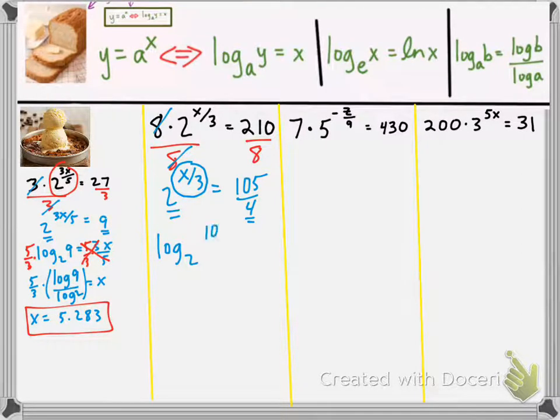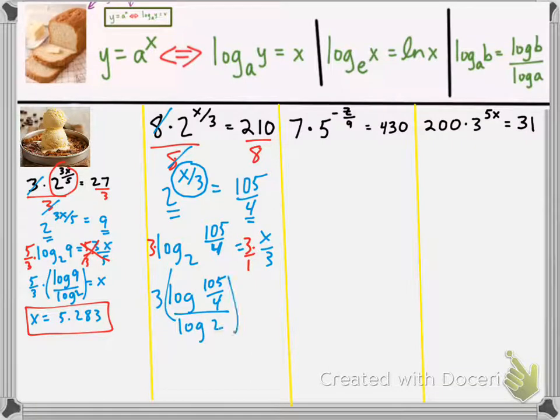Log base 2 of 105 over 4 is equal to x over 3, and then you're going to just go ahead and isolate the variable now by multiplying both sides by 3 over 1, or just by 3. And when we do that, on the left side we get 3 times the log base 2 of 105 over 4. But again, we want to change the base so we can type it into our calculator if we need to. So we have log of 105 over 4 over log of 2 is equal to x.